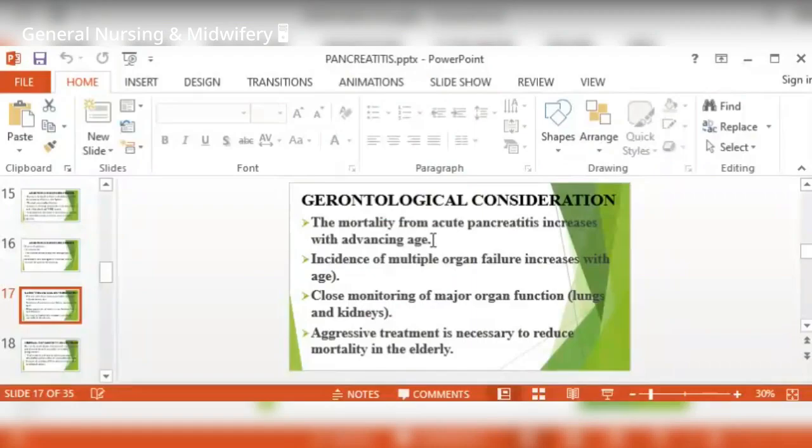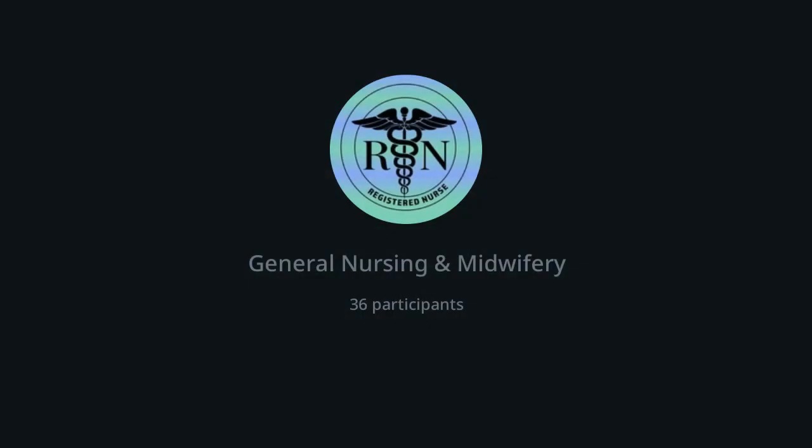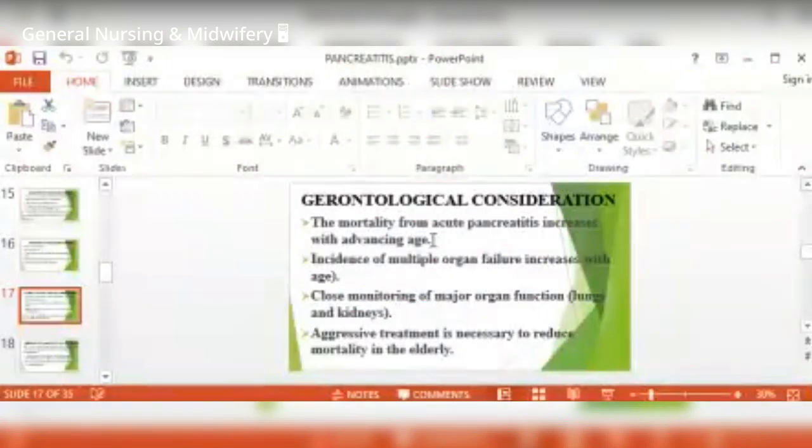Gerontological consideration. This one is pertaining to the elderly patient. The mortality from acute pancreatitis increases with advancing age. In fact, it cuts across almost all the disease conditions. The more you grow, the more your cells become weak, and the more you become vulnerable to certain disease conditions which would have been resolved simply in a younger patient. Incidence of multiple organ failure increases with age. You have to take note of it.